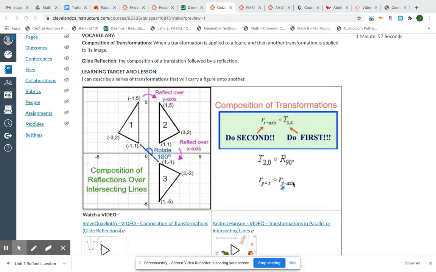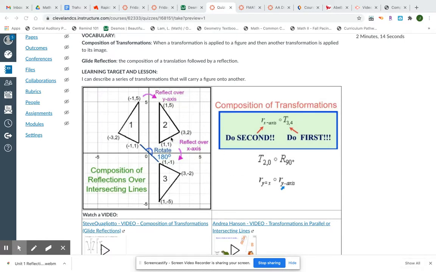Here's another one. First, you're going to reflect across the y-axis, changing your x values to their opposite will get you that result. After you do that, you're going to take that new image and you're going to reflect over the line y is equal to x.